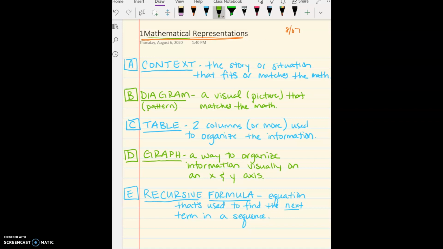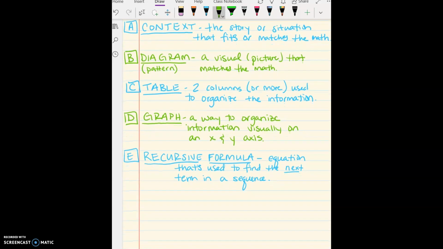The last mathematical representation that we're going to write down is our explicit formula. And then we're going to add that to our pages of notes. The explicit formula is a form or an equation that's used to find any term in a sequence.